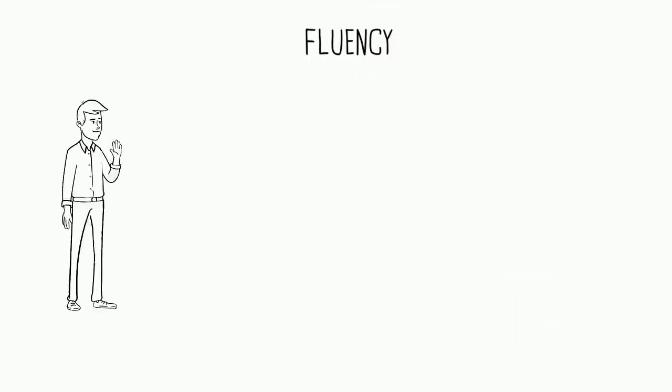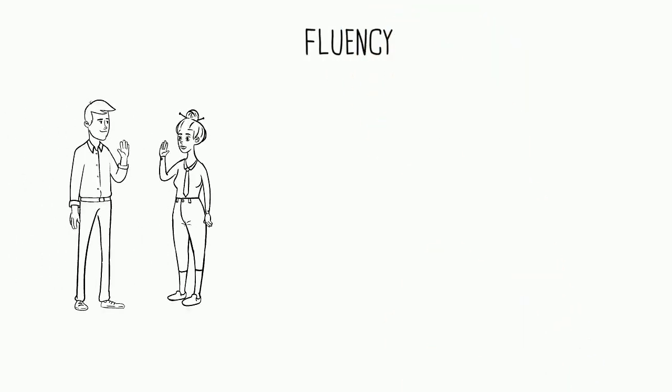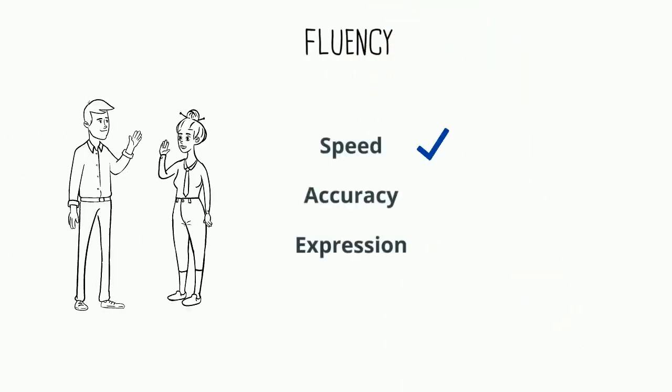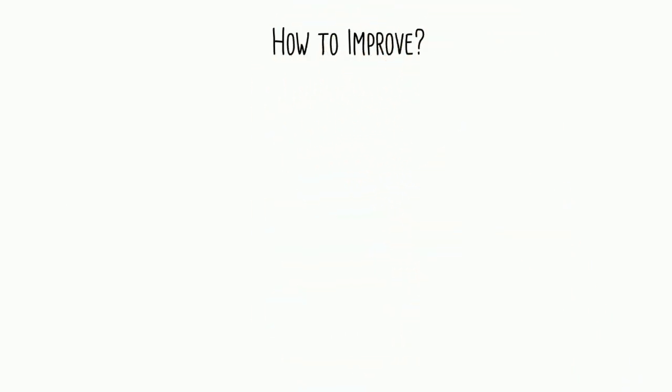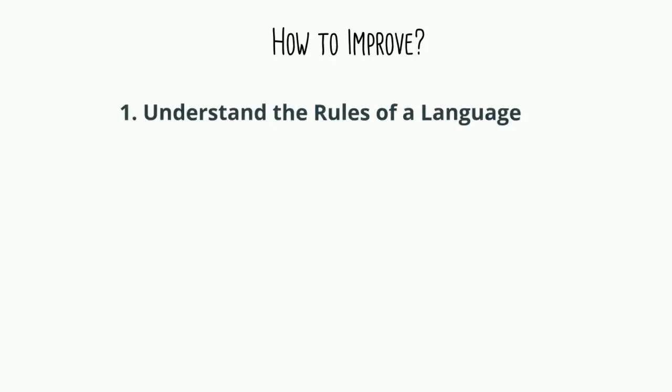Last but not least is fluency. Are you able to speak at the right pace, in a meaningful manner, with the correct expressions? Now that you're familiar with the four pillars of a language, the next step is how to improve your spoken English. First, understand the rules of a language.